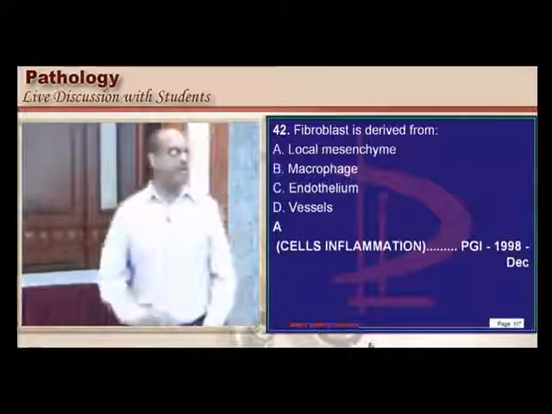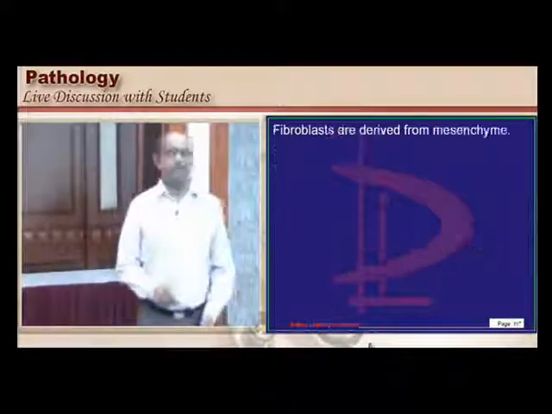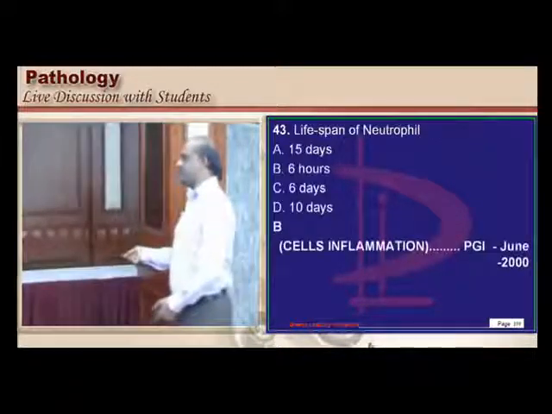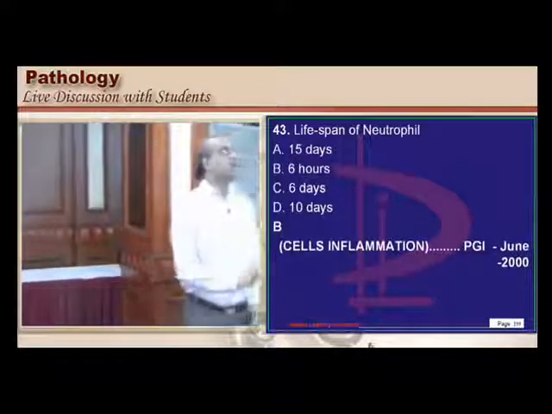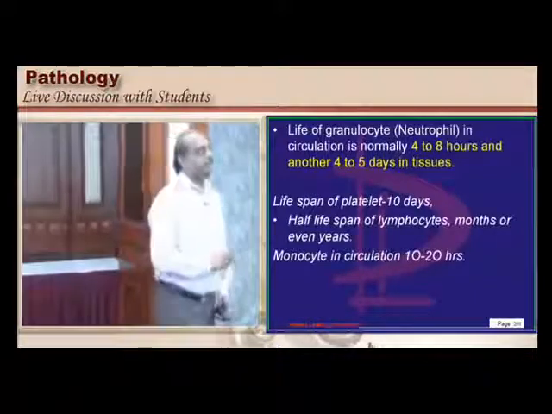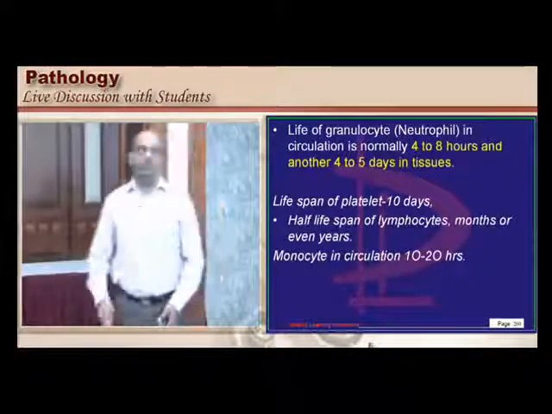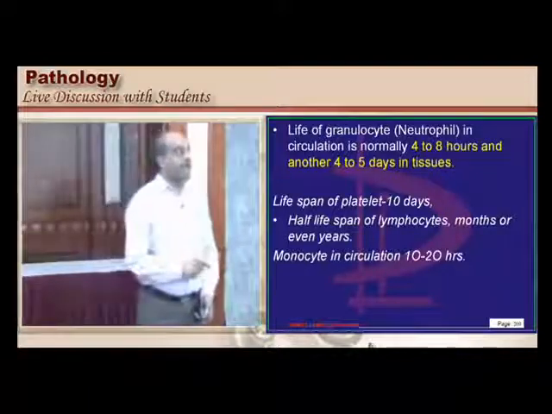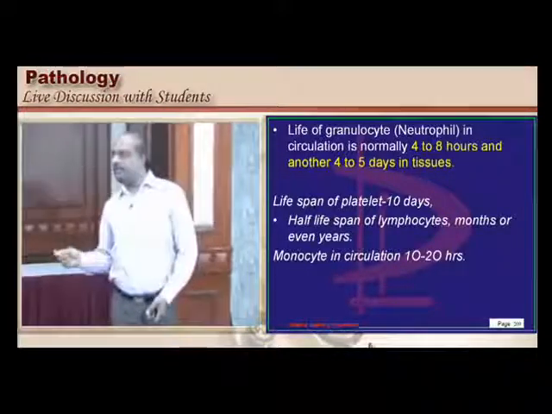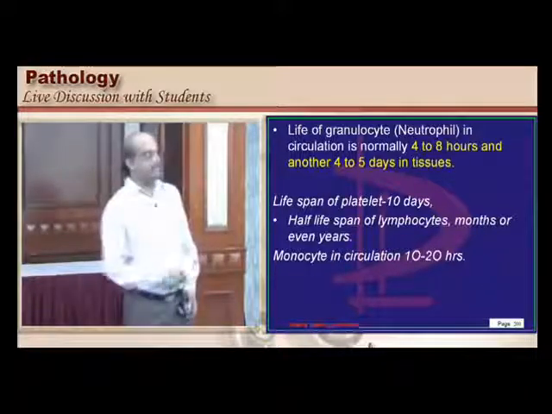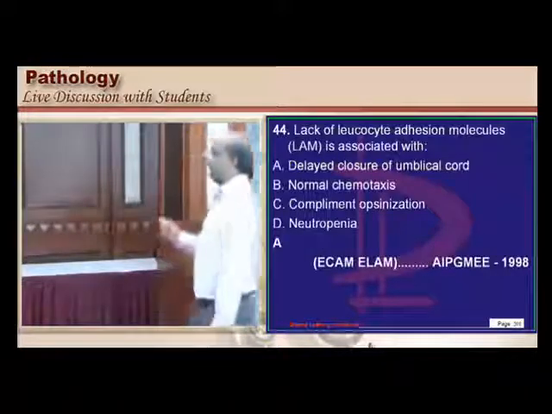Fibroblasts, from where do they derive? They derive from the mesenchyme. Then what is the lifespan of the various types of cells, is another favorite question. So granulocytes like neutrophils have 4 to 8 hours, and if they go to tissues they will have a little longer life, 4 to 5 days. And platelet will have 10 days, monocyte will be in about 10 to 20 hours in circulation, is what has to be remembered. Now we come to a very important area.